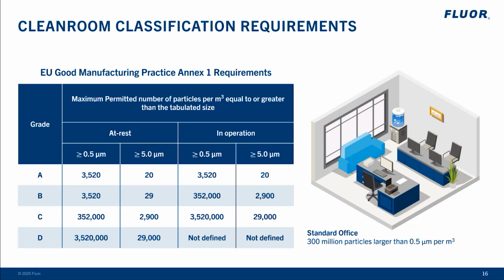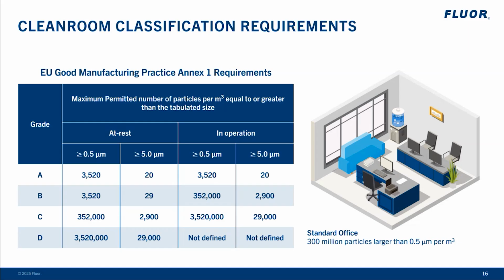The table shown here defines cleanroom classes based on the number of particles and the state of the room. There are two states: at rest, where equipment is installed and operating, but no personnel are present, and in operation, where equipment is running and production processes are taking place with personnel present. The permissible particle count in the air varies depending on the state.